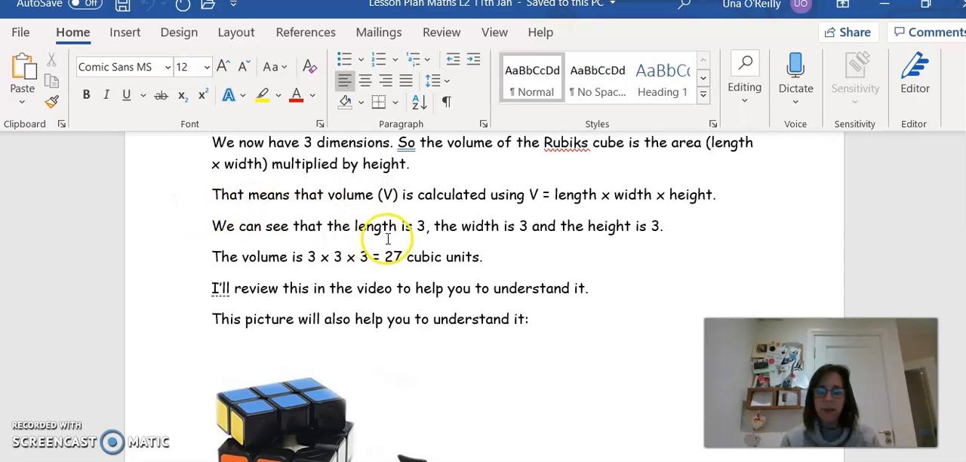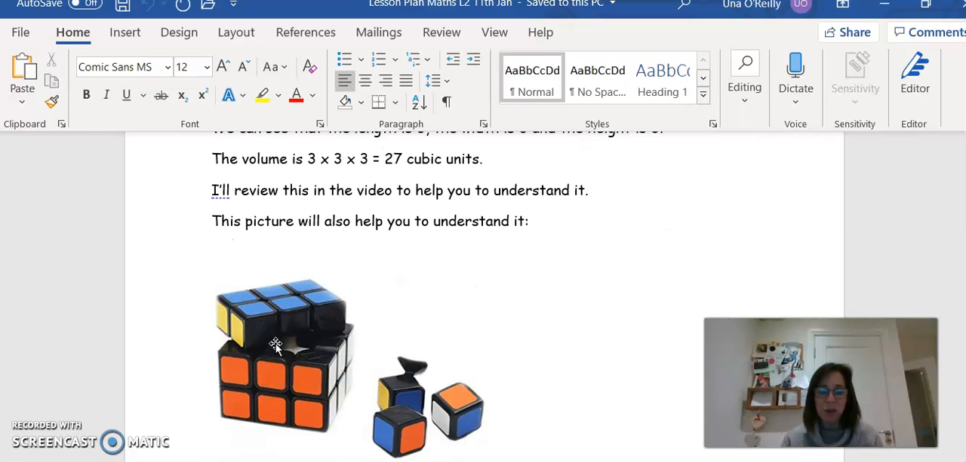We can see that the length is 3, 1, 2, 3, that the width is 3, 1, 2, 3, and that the height is 3, 1, 2, 3. So the volume is 3 multiplied by 3 multiplied by 3. 3 by 3 is 9, multiplied by 3 again, that's 27 cubic units. As I say, I'm reviewing this in the video now to help you understand it, so I hope it's making a little bit of sense to you, but this picture below should also make sense.